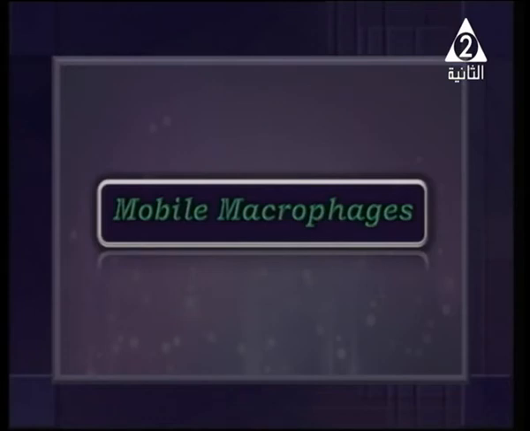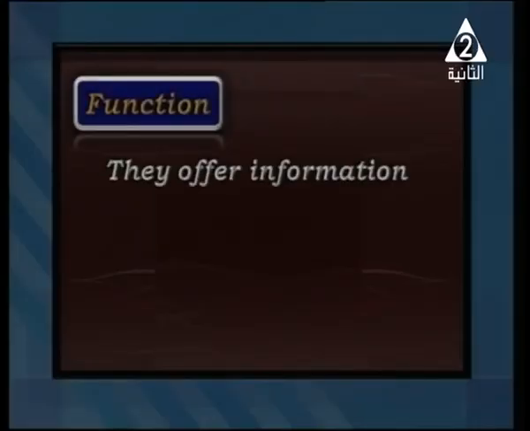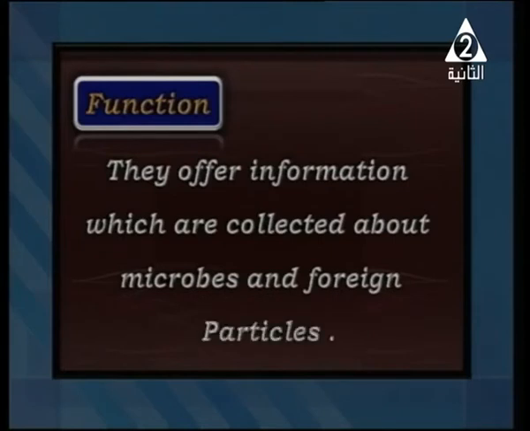What is the second type of the macrophages? The mobile or the movable macrophages. Their function is that they offer information. What do they look like? Like an archive in your body. They are a kind of database inside your body, offering the information needed and collecting information about the enemies, the microbes and foreign particles inside your body.